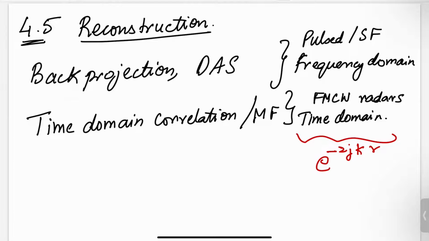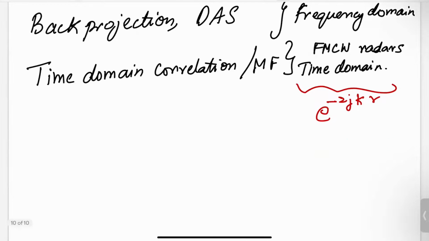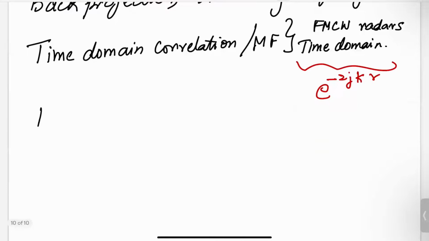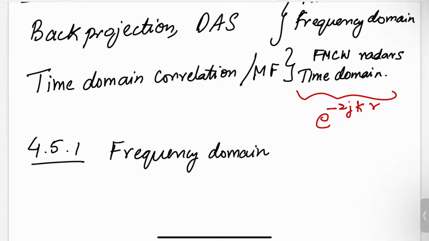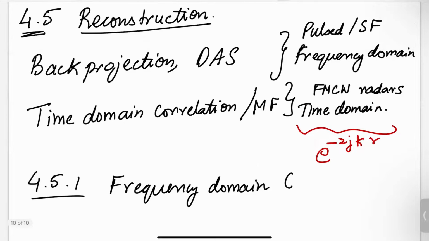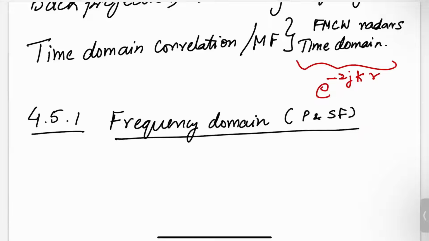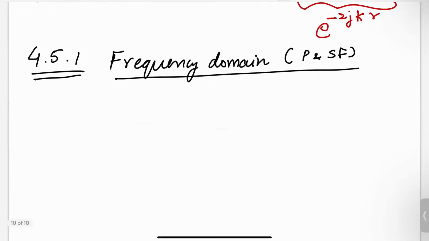Okay, so let's see what that is. We'll start with the frequency domain version. So this is 4.5.1. You can think of this as frequency domain back projection or delay and sum imaging for pulsed and step frequency radars. Okay. So again, I'll give you some intuition and then we'll do the math. Right. So what is the intuition?